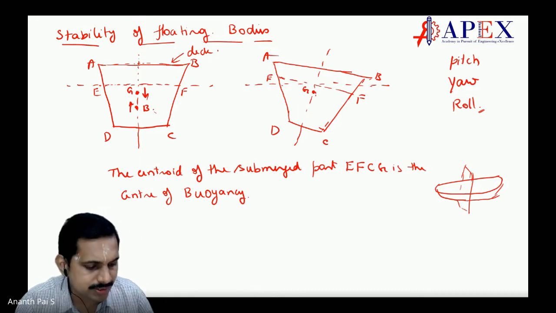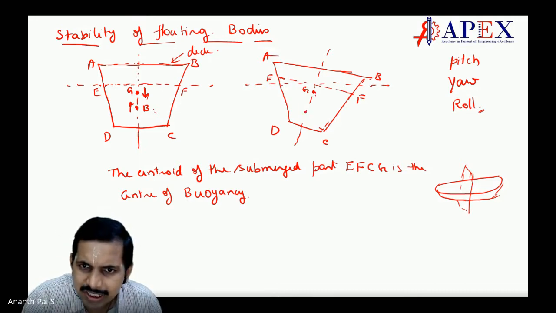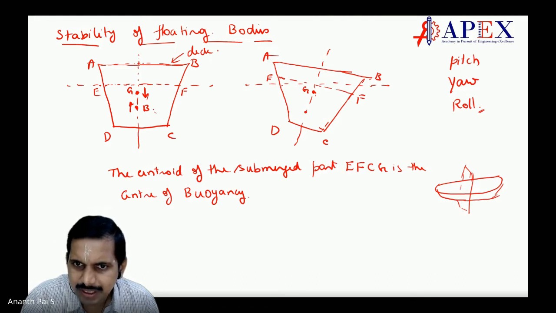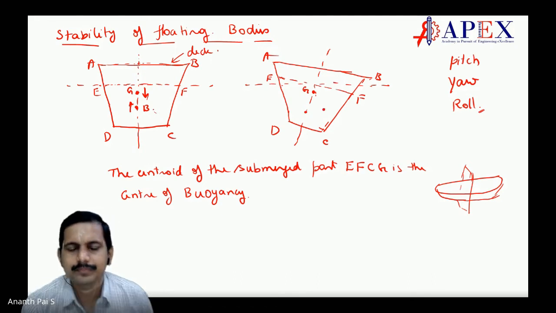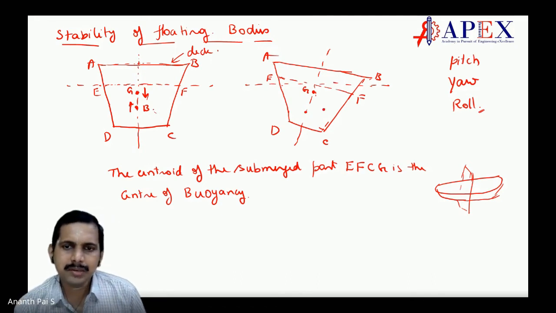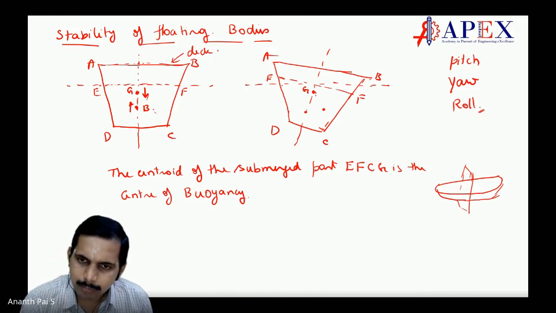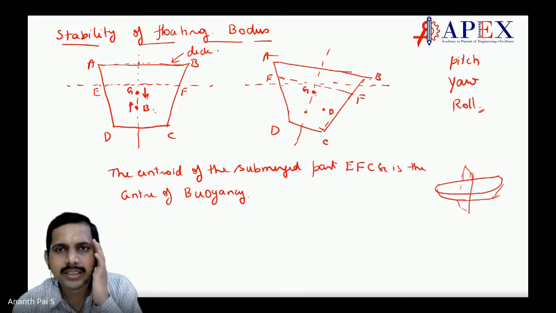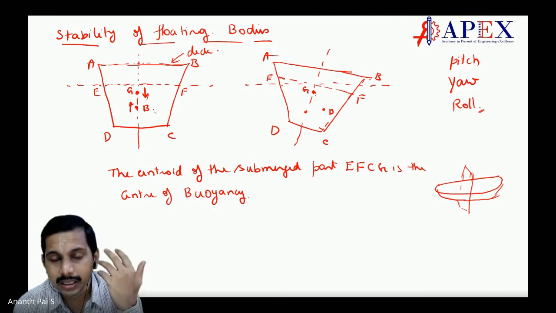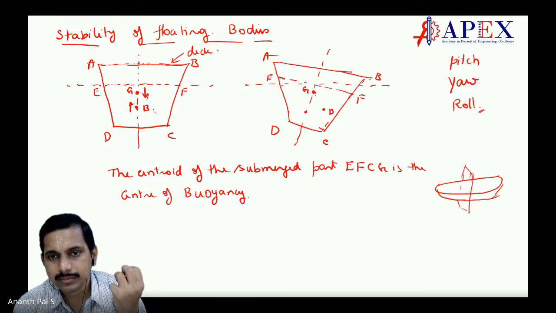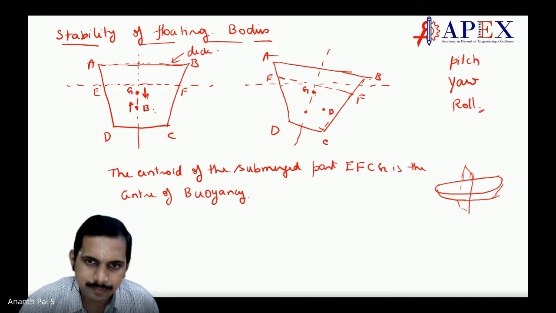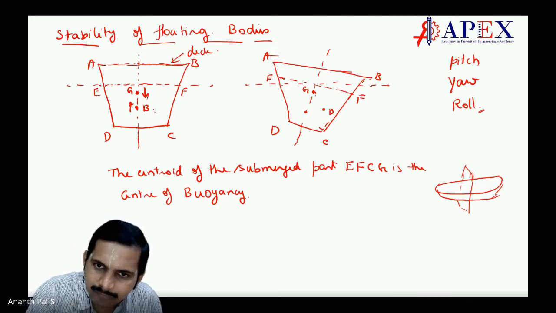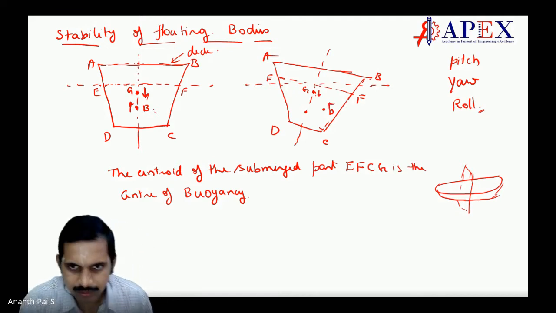Now what happens to the center of buoyancy here? Initially it was here, right? This was the initial center of buoyancy. Maybe it shifted somewhere here, or it may be shifted somewhere here. It can be anywhere from this point to this point. Depending on the center of buoyancy and center of gravity, you can understand how the stability is. The center of gravity is acting here, and the center of buoyancy is acting up. That has to be understood.